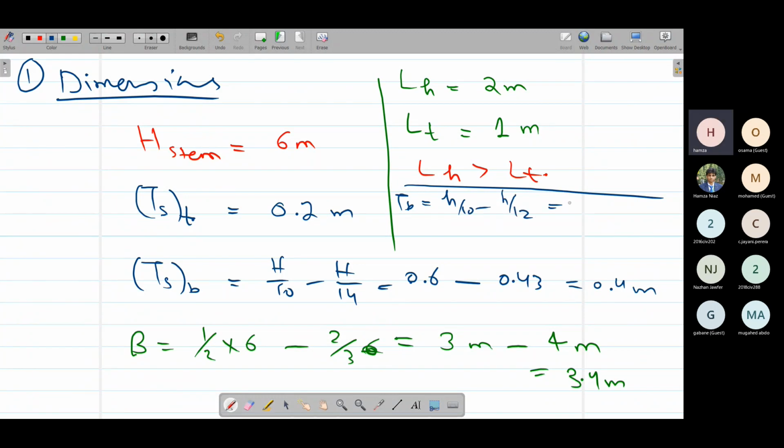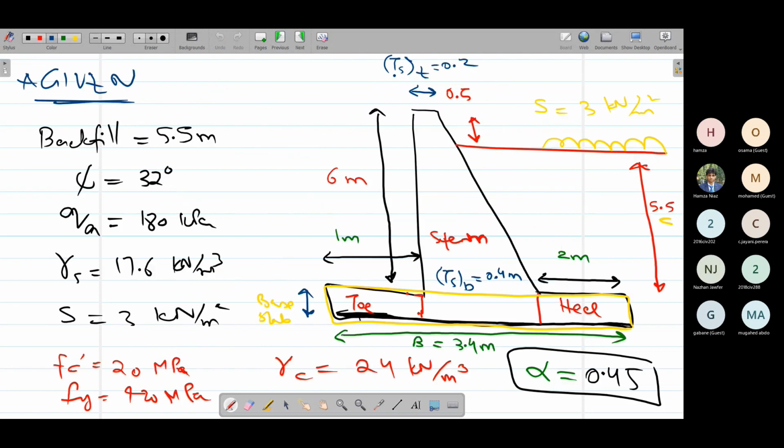So h by 10 is again 0.6 meter, h by 12 is again something like 0.5 meters. So we are assuming thickness of base as 0.45 meters, that is multiple of 75 millimeter. So we are assuming this thickness of base as 0.45 meters. And this is not very critical.